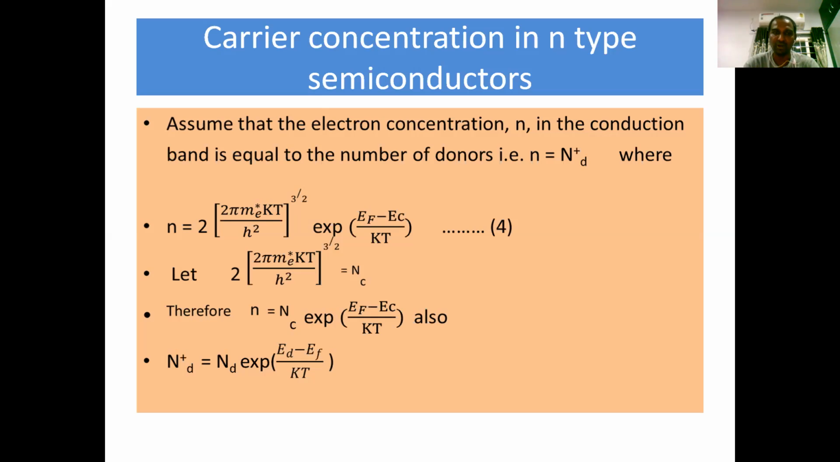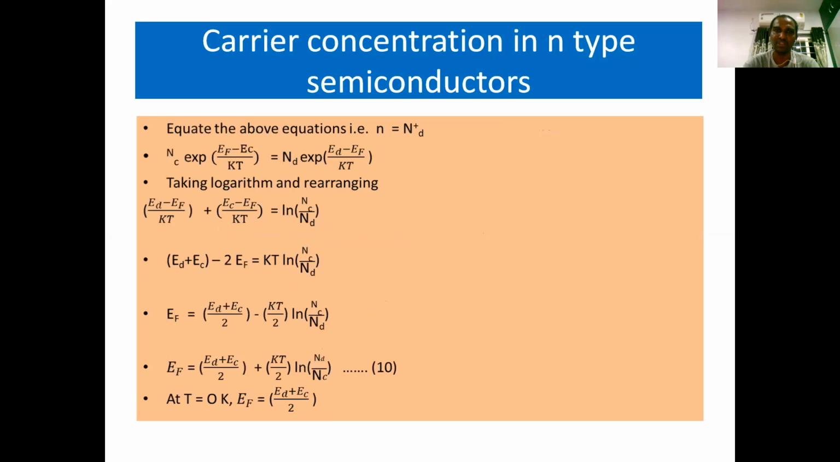This is also equal to N_D plus, which equals Nd into exponential of (Ed minus Ef) by kT. Here Ed is the donor level and Ef is the Fermi energy level, k is the Boltzmann constant, and T is the temperature. And Nd is the number of donor electrons present in the donor levels just below the conduction band. Equate the two above equations, that is n with N_D plus, where we get Nc exponential of (Ef minus Ec) by kT equals Nd into exponential of (Ed minus Ef) by kT.